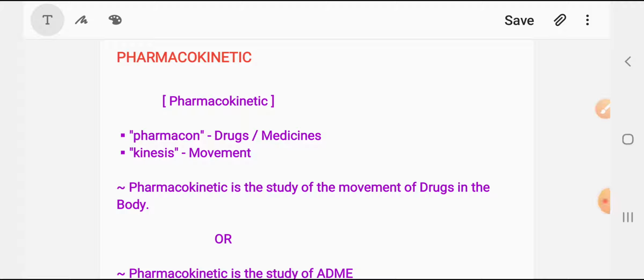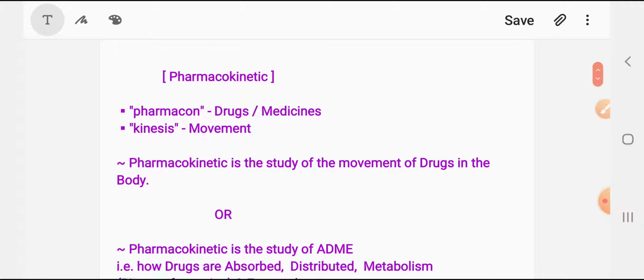In today's video, we are going to acquire the information on the term pharmacokinetics. So, the word pharmacokinetic has been derived from the Greek words pharmakon, which means drug or medicine, and kinesis, which means movement. In short, pharmacokinetics is the study of the movement of the drug in the body.